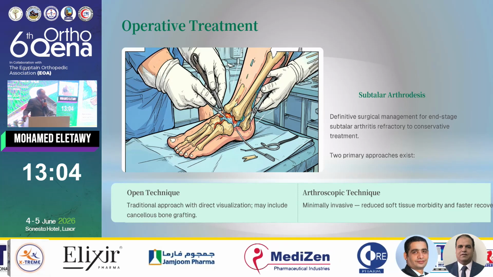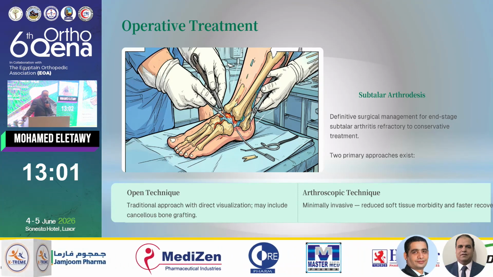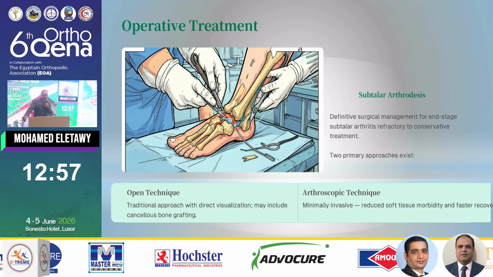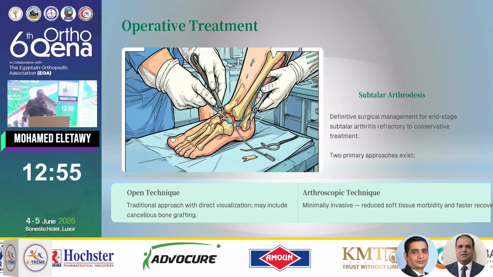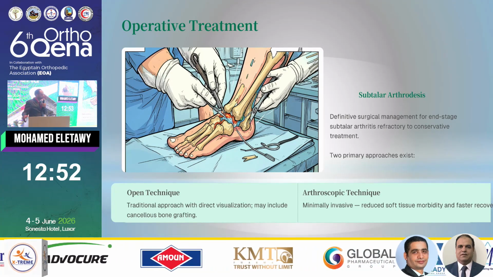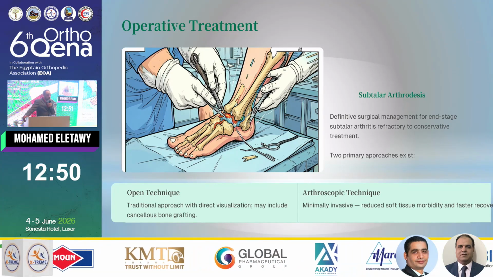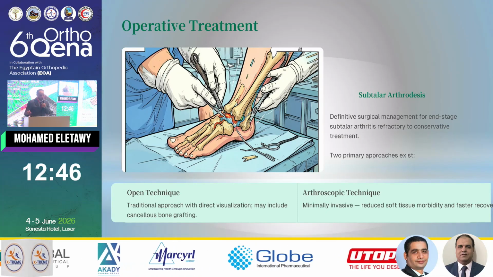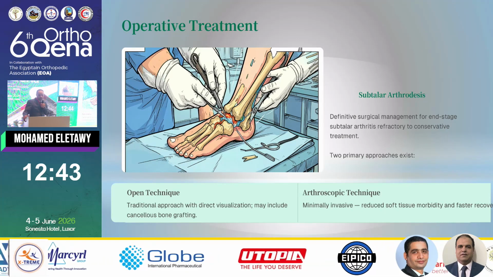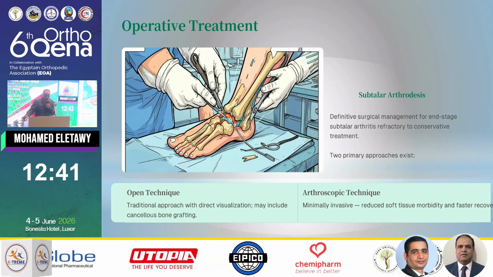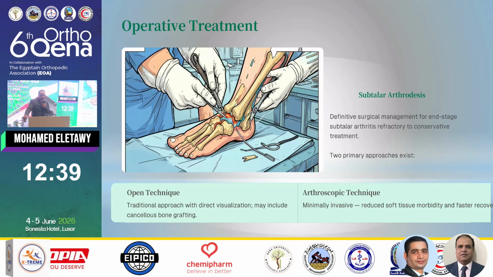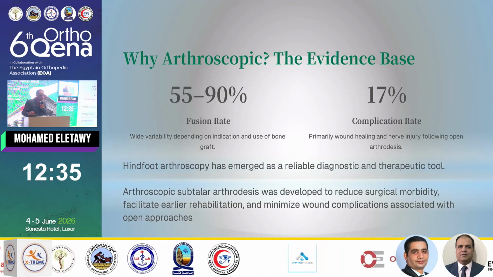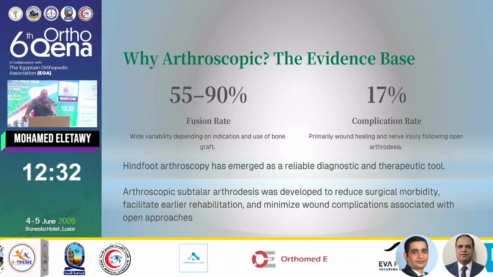There are two types of arthrodesis, either open technique or arthroscopic technique. The open technique is the traditional approach, with direct visualization, and may include bone grafting. There are two types of open approach, either the sinus tarsi approach or the extended lateral approach. Nowadays, there is the arthroscopic assisted technique, which is minimally invasive, reducing soft tissue morbidity and giving faster recovery. Why arthroscopic? The evidence base.